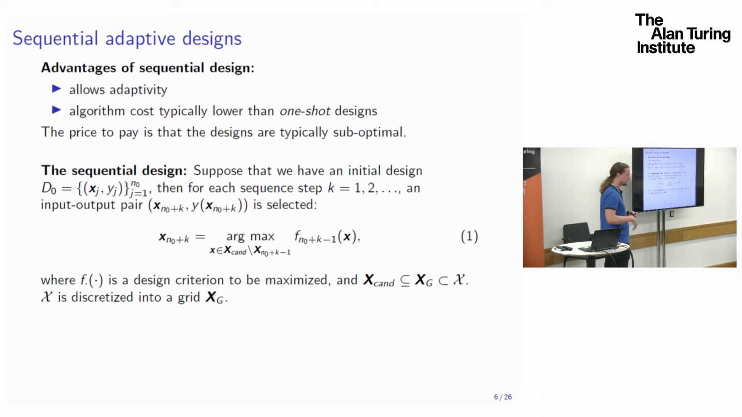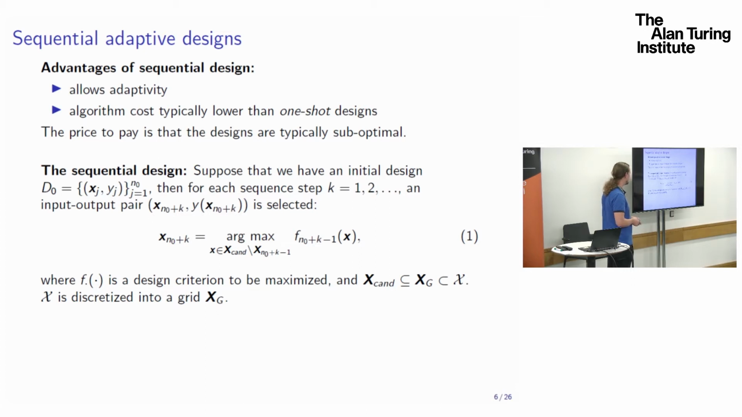This talk is about sequential design, which allows you to also collect in an adaptive way which design points to run your model on. It is also cheaper than if you would try to identify the best design before you have actually evaluated your model. But the price is that you have something that is suboptimal.